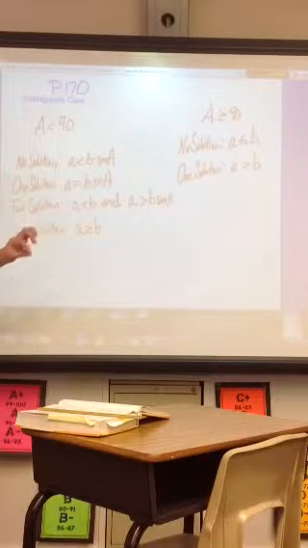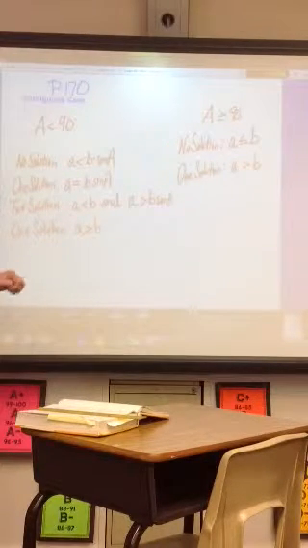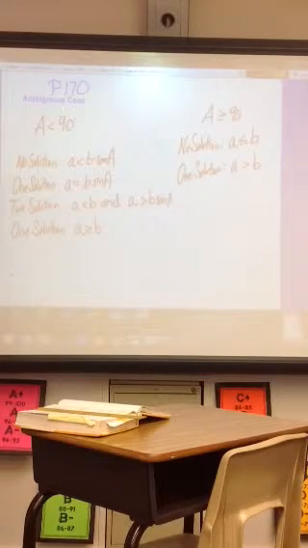Since we're not going to have class on Friday, any questions that you have on using law of sines or law of cosines we will deal with on Monday. But again, the whole point of both of these laws is to solve non-right triangles. Good luck.